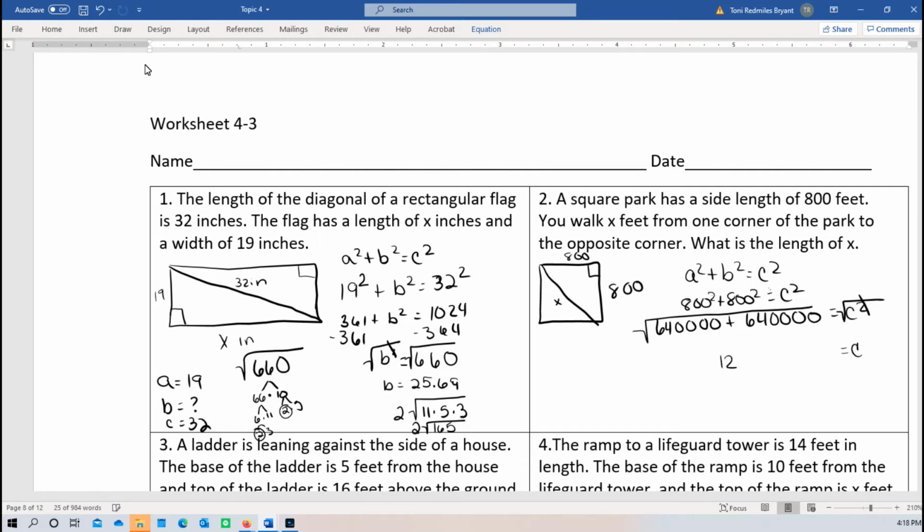write down the number before because I want to find the exact number as well. So as an approximate answer, we have 1,131.37. Now, if I wanted to give an exact answer, 1, 2, 3, 4, I could break this down.